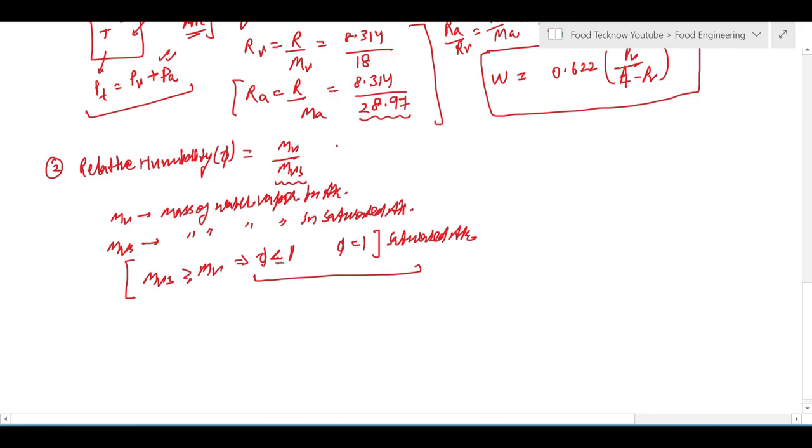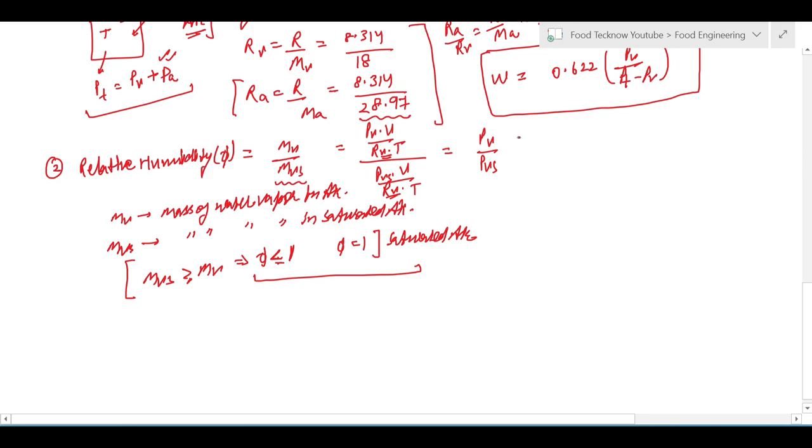So again, if we write it in this form, PV into V divided by RV T, divided by PVS into V divided by RV into T, and here PVS will come. Okay, that was the only difference. RV will remain the same in both places because RV is equal to R divided by the molecular weight of the water vapor. So finally if we cancel out V, R and T in the numerator and the denominator, we will be left with PV divided by PVS. Okay, so it is easy.